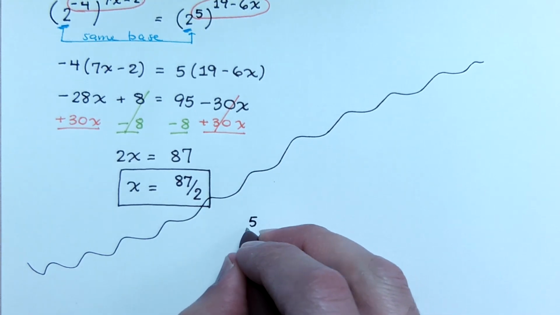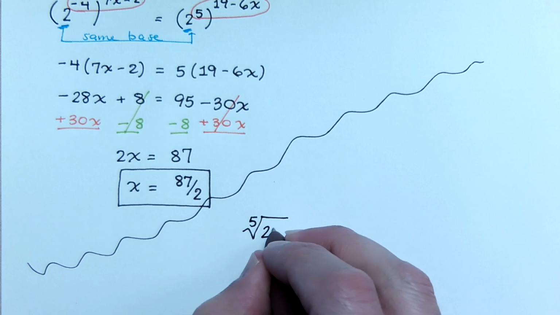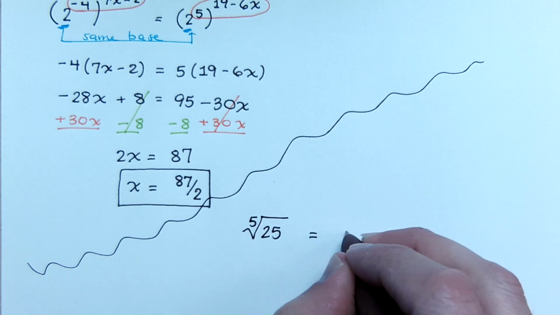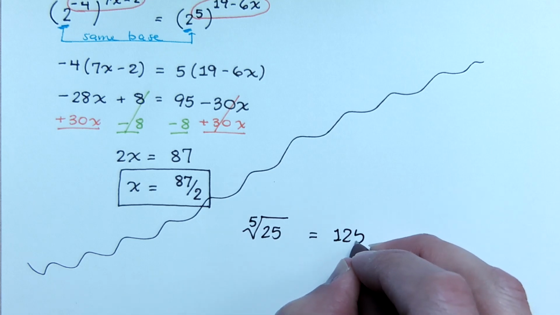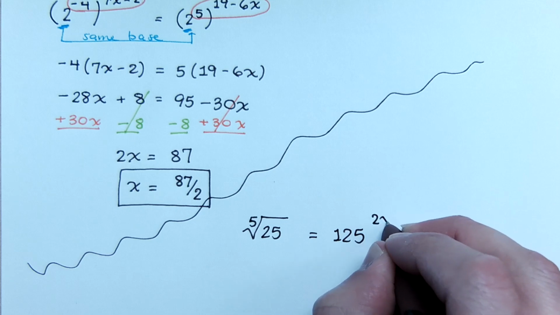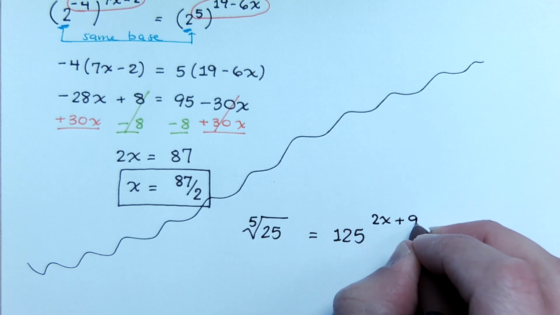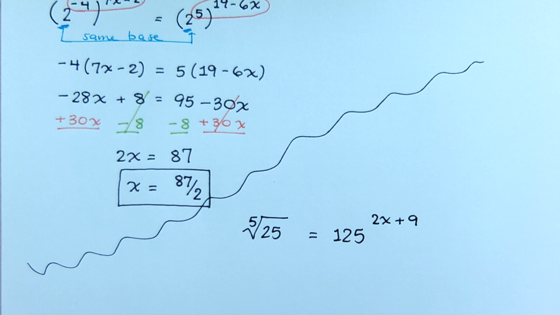is the fifth root of 25 is equal to 125 raised to the 2x plus 9. Don't worry about the powers that you see here. Don't worry about the radical. Your focus needs to be on the bases. The bases here are 25 and 125. What's their common base? What are they both built from?